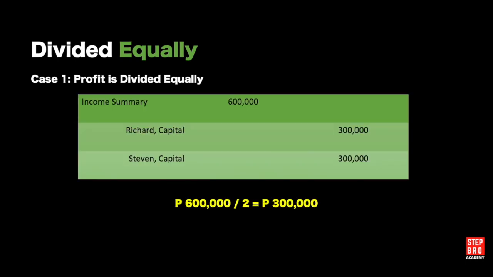Now, for example, case 1, profit is divided equally. So since it's equally, there are two partners. So all you have to do is 600,000 divided by 2, you get 300,000. So each partner gets 300,000.